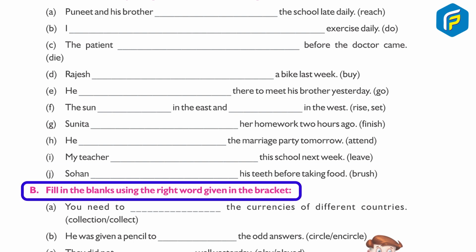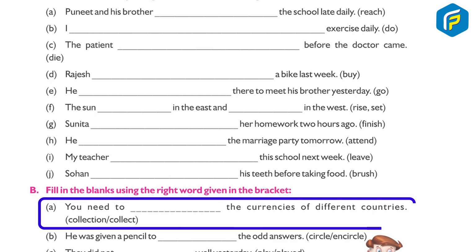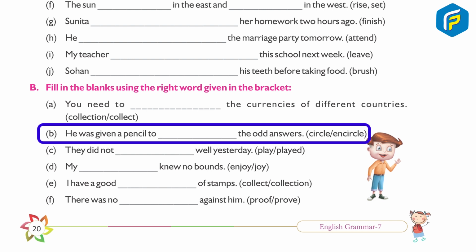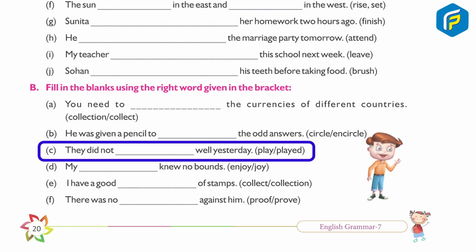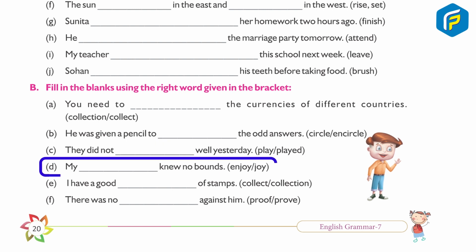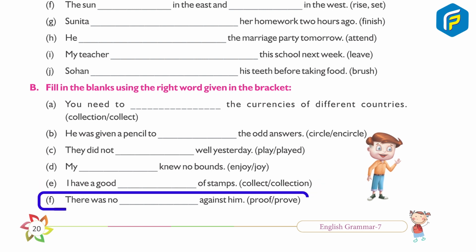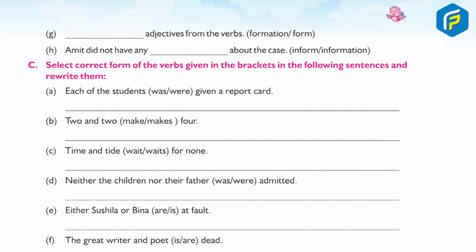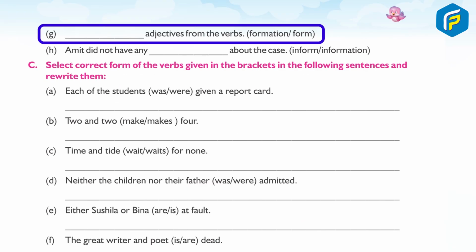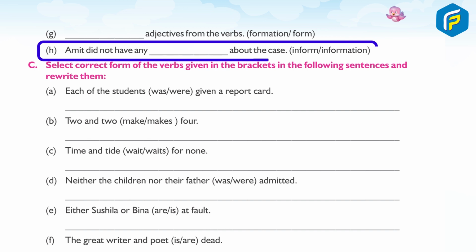B. Fill in the blanks using the right word given in the brackets. A. You need to collect the currencies of different countries. B. He was given a pencil to encircle the odd answer. C. They did not play well yesterday. D. My joy knew no bounds. E. I have a good collection of stamps. F. There was no proof against him. G. Form adjectives from the verbs. H. Amit did not have any information about the case.